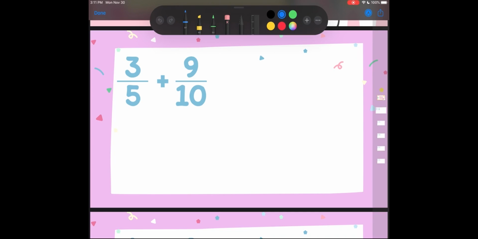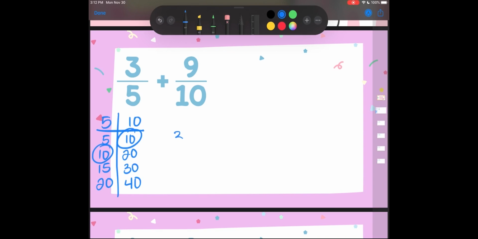So remember, our first step when we're adding and subtracting fractions is we need to make sure that they have the same denominator. 5 and 10 are not the same number, so my very first step is listing the multiples of 5 and 10 to find their least common denominator, to find the first multiple that they share. So we're going to write multiples for 5 and 10. 5 would be 5, 10, 15, 20. 10 would be 10, 20, 30, 40. So looking at that, I can see that they both have 10 in common.